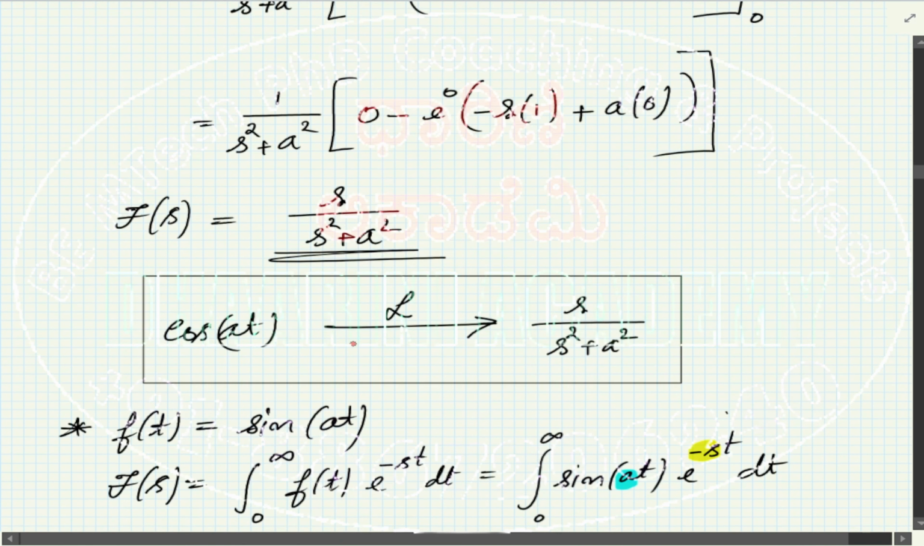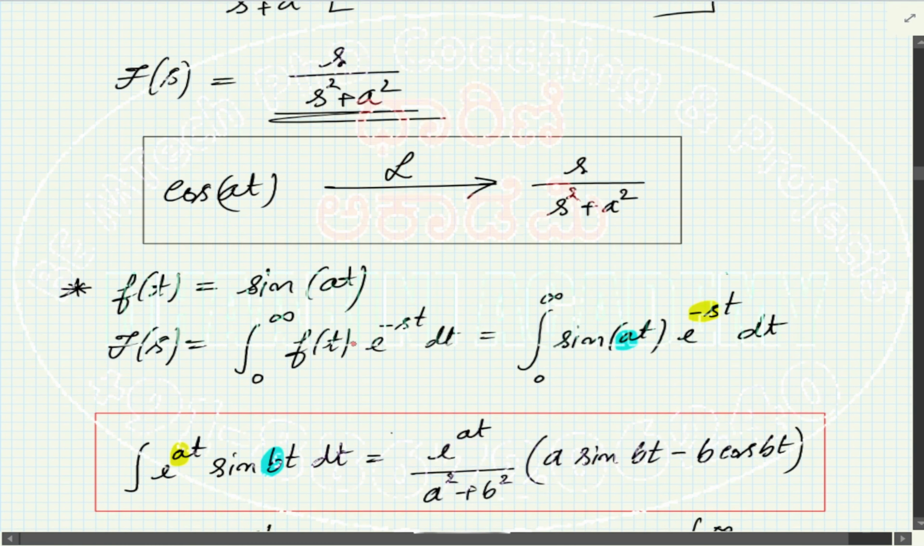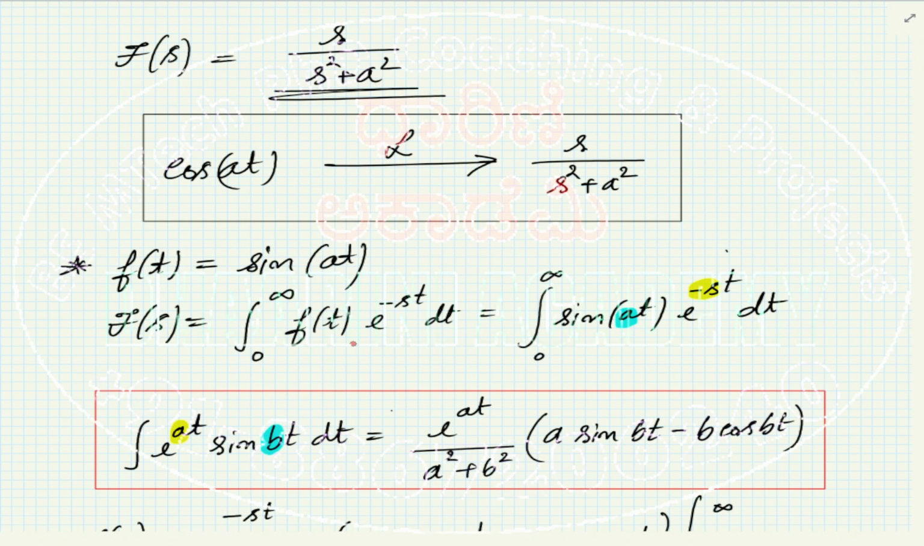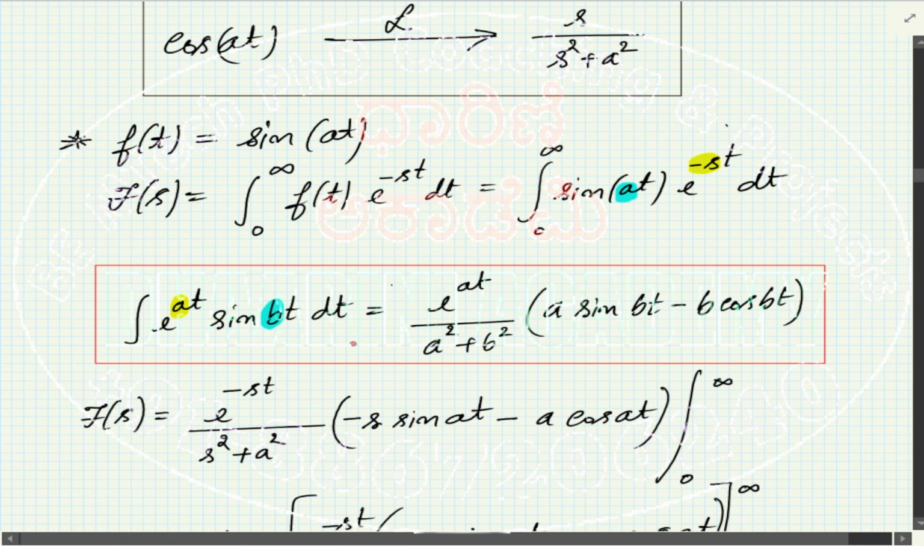Then we move on to the next one. This is sin at. F of t is sin at. Once again, it's the same previous property we are using. Sin at into e to the minus st, I'm going to integrate. You see the change in the formula now. The sign will change in the middle. There is a minus coming up.